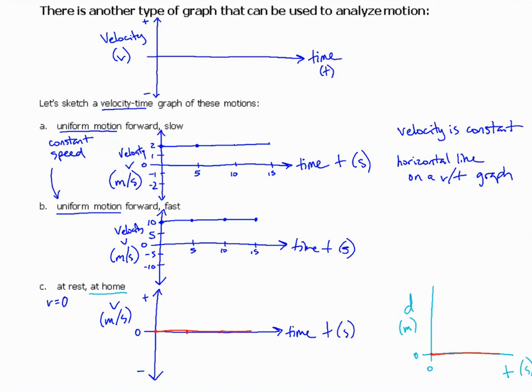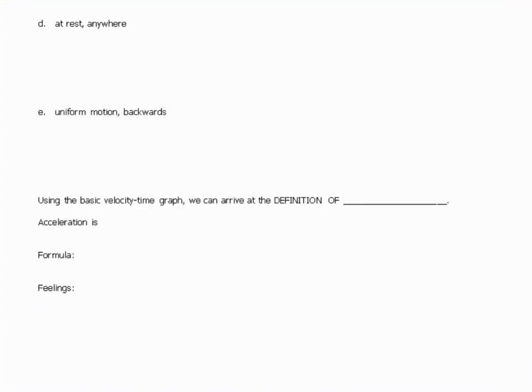So to illustrate this, let's look at the next example, D, at rest, anywhere. So the first thing, at rest, remember our velocity is 0. So let's go ahead and set up our velocity time graph.